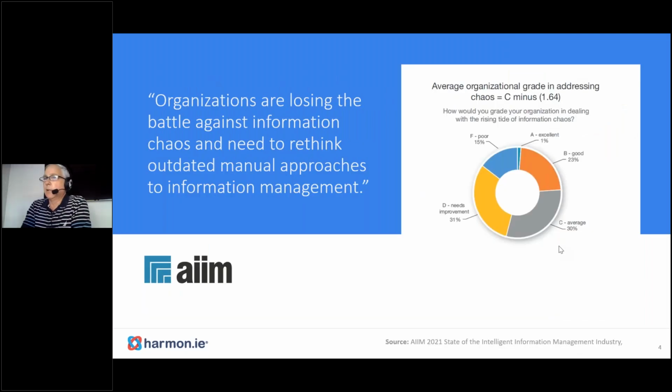AIM, the Association of Intelligent Information Management, an industry organization, did a similar survey of organizations, and they found very similar results to what we found here in our quick survey. Organizations are losing the battle against information chaos, with about 75% of the companies saying they're doing just average or worse, and about 50% on the bottom half of the scale. And the trick is, they say manual approaches to information don't work.